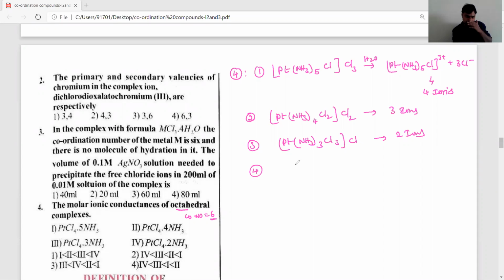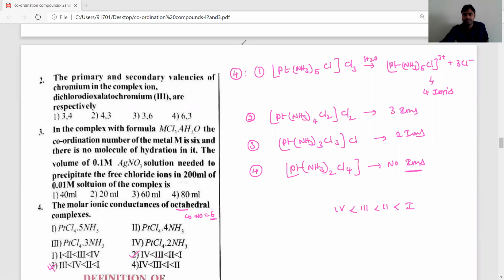Next, the fourth one, Pt(NH3)2. The remaining 4 chloride ions are in the coordination sphere only. So no ions, and no ions means its molar conductance is very low. So the molar conductivity order is 1 more than 2, then 3, and then 4. So what is the answer, dear students? Not the third option, 1, 2, 3, 4 means the second option is correct.